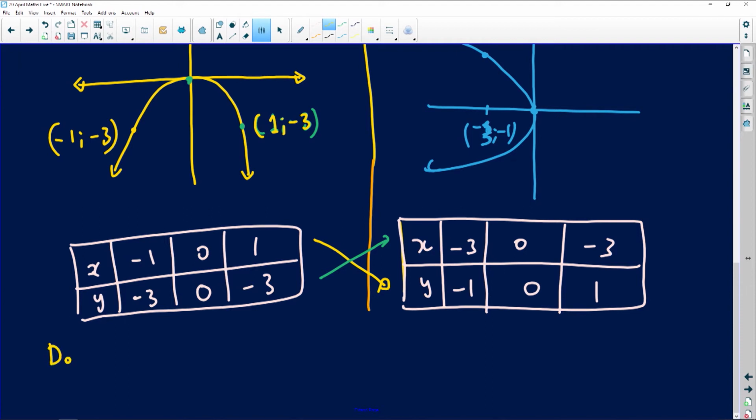So the domain, let's look at the domain. The domain are the x values. So this graph that I'm looking at, the yellow graph, right? The graph of f of x, the original one. What are the x values that this graph is covering?